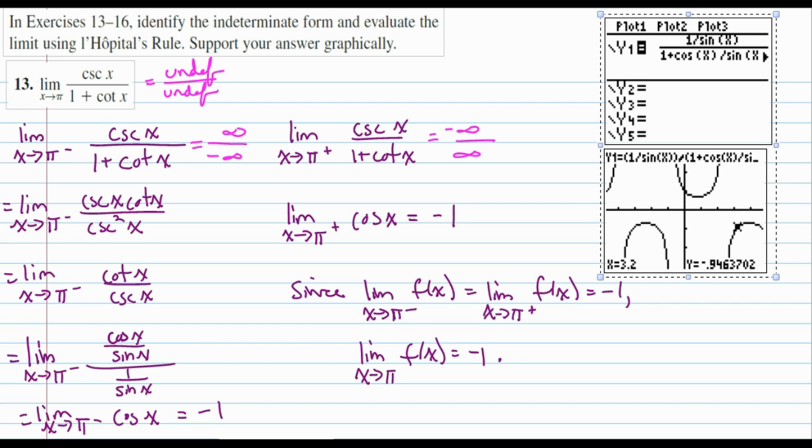So let's check that graphically. So I put this in my calculator, and there would be a removable discontinuity at exactly pi, so I did 3.2 instead of 3.1415, and I get -0.9, so it's very close to -1. I do believe I would get -1 as my limit there.